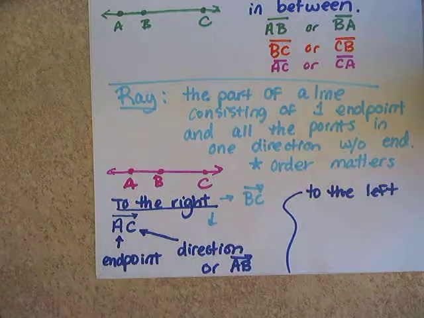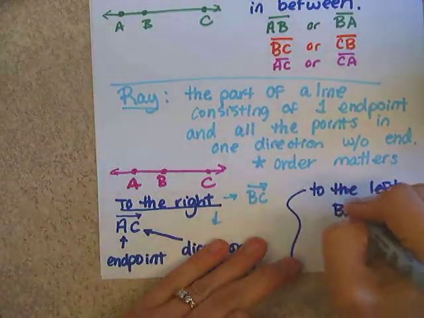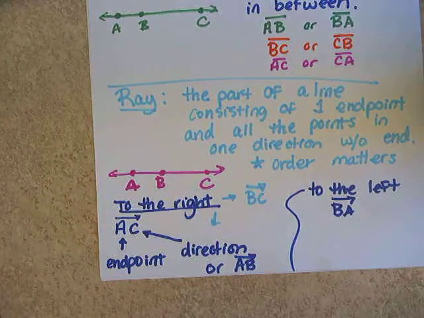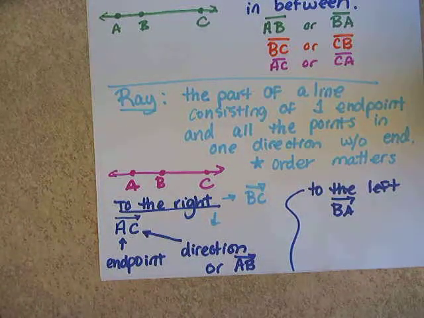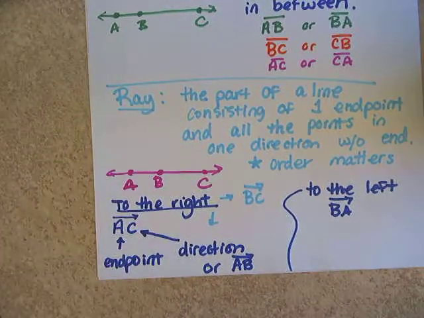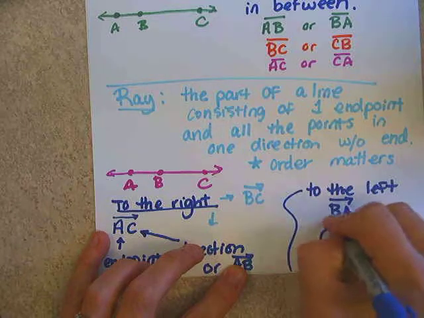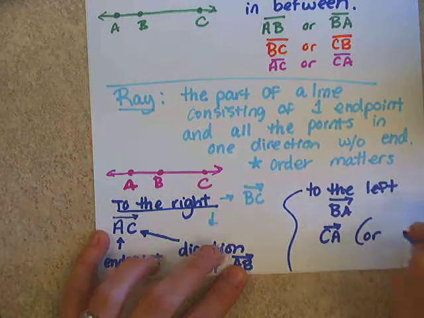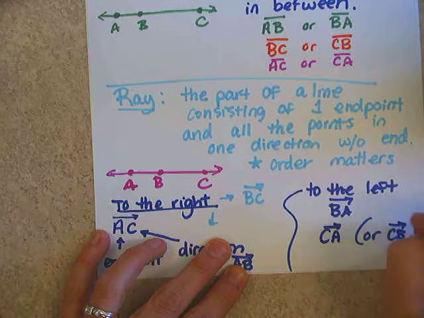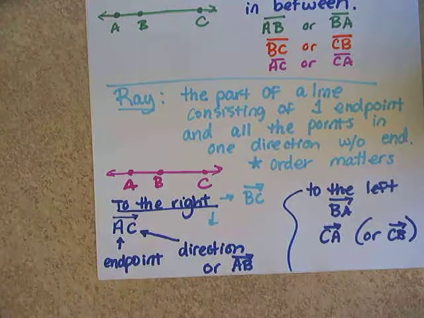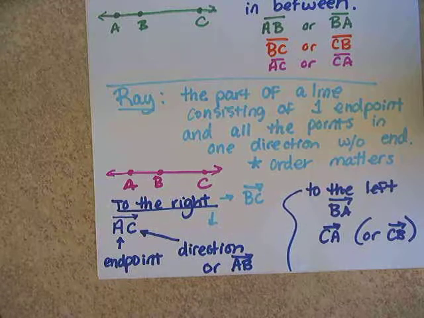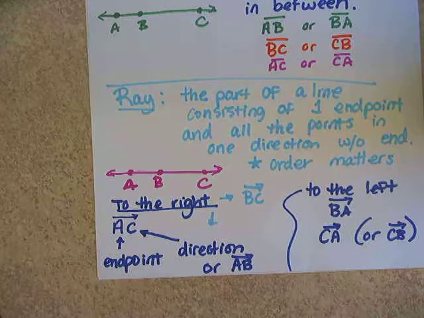Okay, what's a ray that goes the other way that I can name? BA starts at B and goes to the left. But notice my arrow still goes to the right. That's just the proper notation. So I have BA. What else am I missing? CA, or I could name that one CB as well. Yes? So really there's 4 rays up there that I can name.